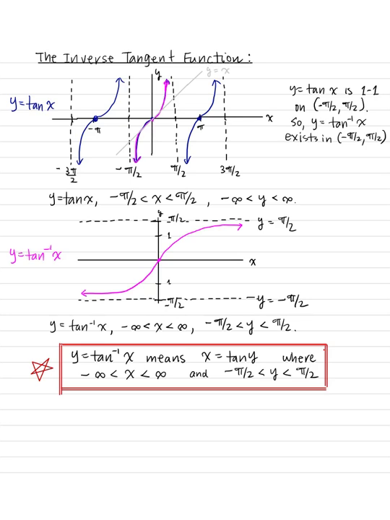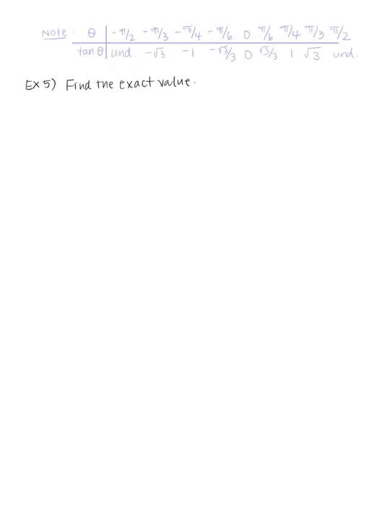So please note that y equals tan inverse of x means x equals tan of y, where x is all real numbers and the set of all y values are between negative pi half to pi half. Please memorize that. Let's do some examples. Example 5, find the exact value. What I did above under the note, I just wrote down all the values for tan of theta, given theta between negative pi half to pi half. So if you can memorize that, that's fine, but there are other ways to do this without memorizing it. So anyways, let's do part A.